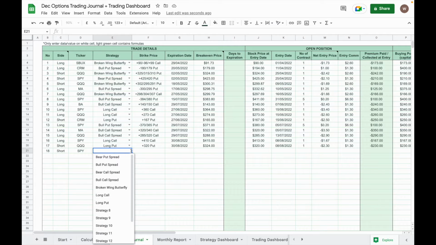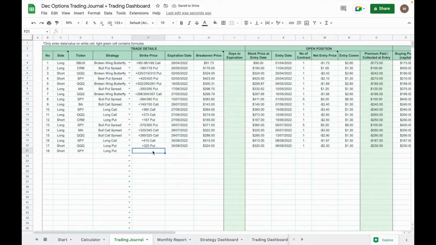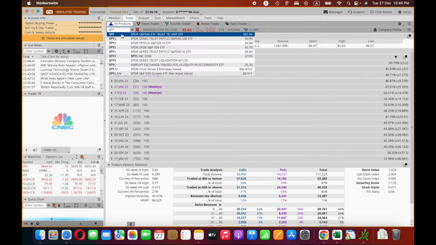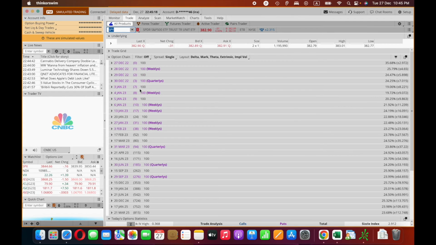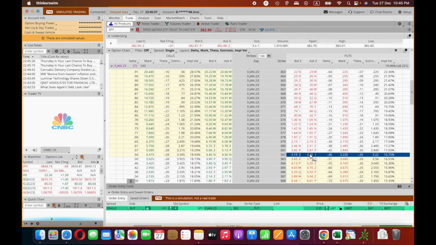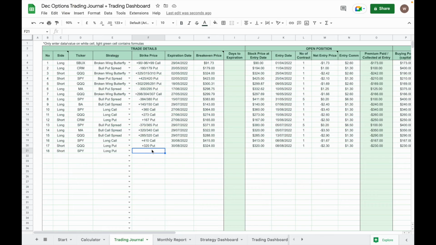First, I will show you how to input the single leg strategy. So I will choose the long put. For the strike price, I will use the thinkorswim platform as a demonstration for you on how to record the trade details. So on thinkorswim platform, you key in the ticker that you want to trade, and then select your expiration date. I choose 3rd of January 2023. Buy a put. At the money put, I select 382 strike price. So here I will key in plus 382 put with the expiration date 3rd of January 2023.